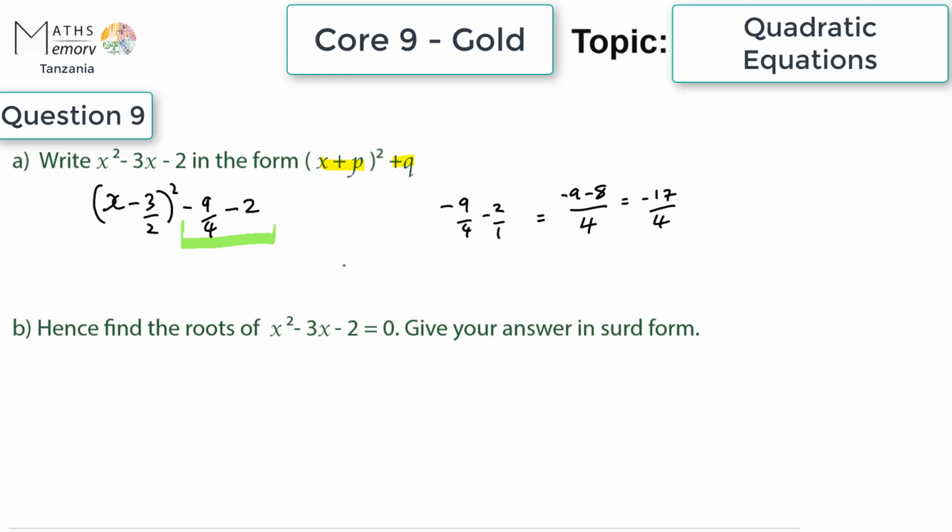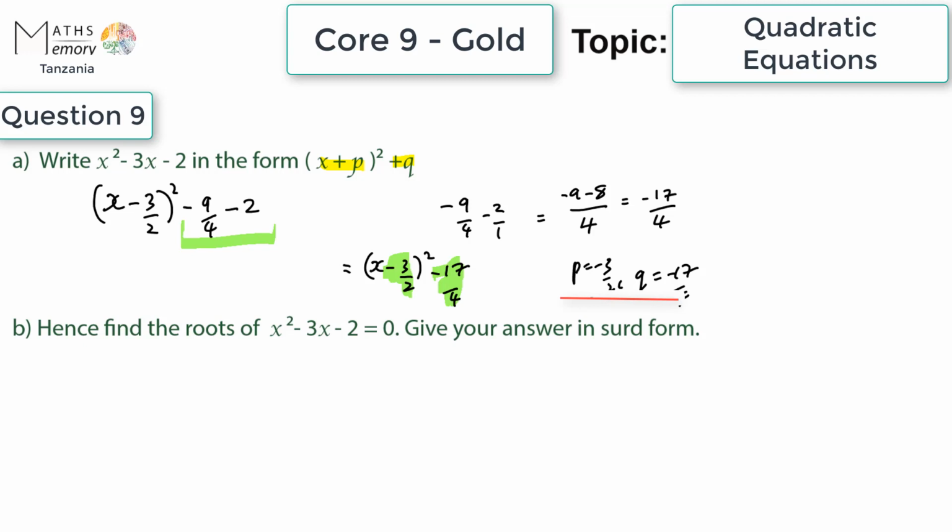So our final answer would be this. The final answer would be x minus 3 over 2 squared minus 17 over 4. So we've got 2 answers over here. We've got the P number, and we've got the Q number over here, P and Q. Let's define both of those over here. So P equals minus 3 over 2 and Q equals minus 17 over 4.